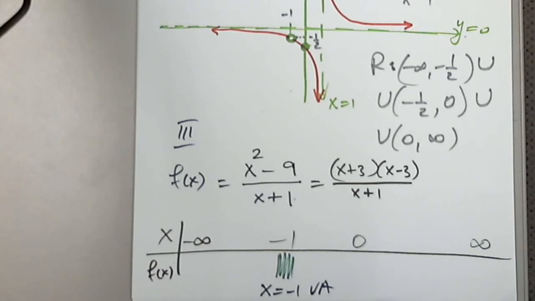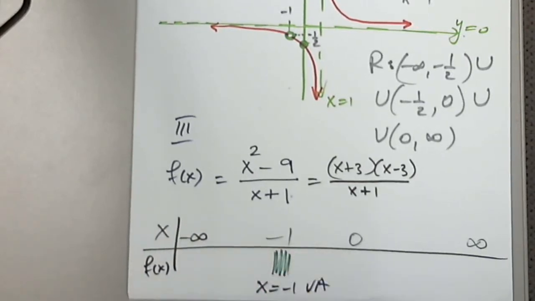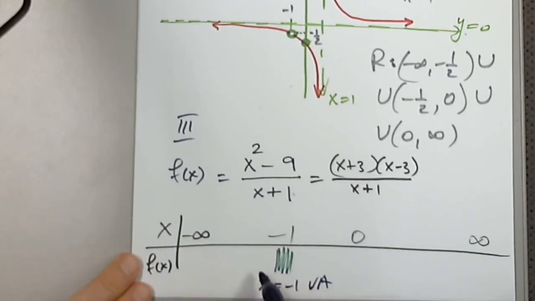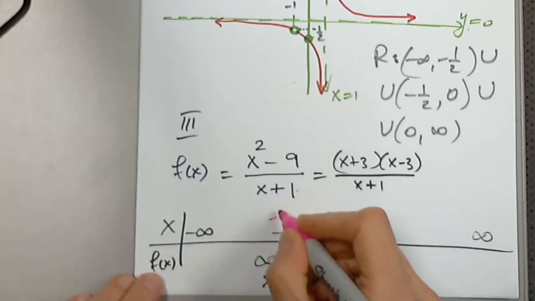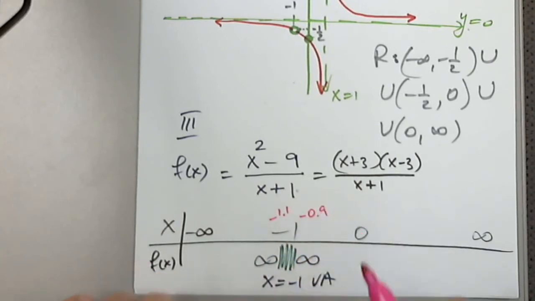Once I write that, what do I have to present left and right of the vertical asymptotes? Infinities. Right away, infinities. Now I need to choose a number like negative 1.1 and negative 0.9. I will plug them in. You can use a calculator for this if you want, but I will plug them in the factored form.